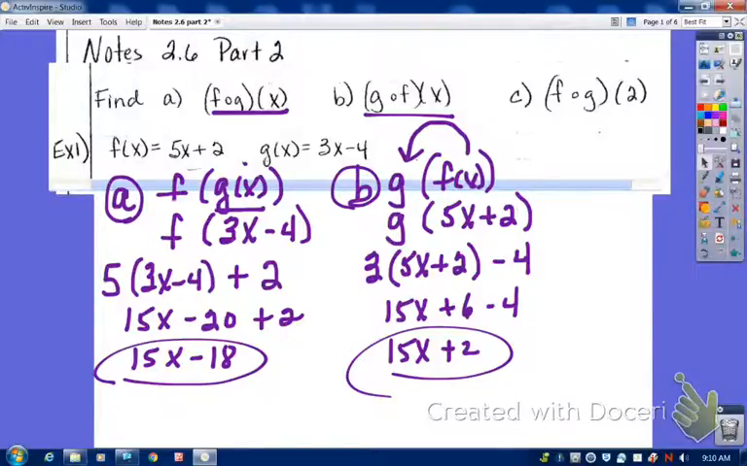C is going to be a little bit easier because I actually have F composite G of 2. So some of you might be able to do the C part in your head. I would suggest that you may want to rethink it as without that little open circle.